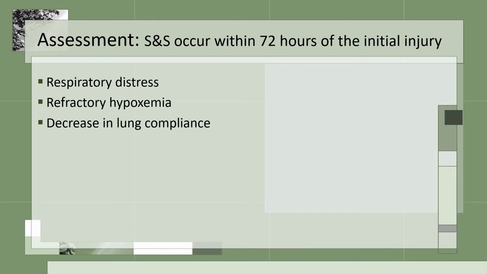So the signs and symptoms of ARDS usually occur within the first 72 hours of the initial injury. The respiratory distress will be displayed as tachypnea, dyspnea, and tachycardia. The refractory hypoxemia happens from shunting. There is a decrease in lung compliance. The lungs are stiff and difficult to ventilate. Just remember, if they're on the vent, you're going to have high pressure alarms because they are unable to have normal tidal volumes.